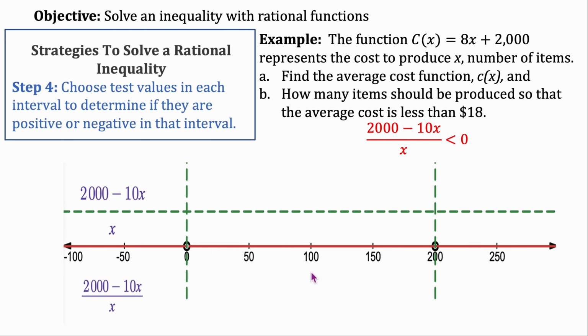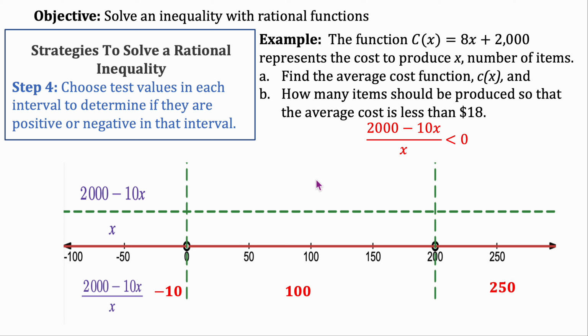So on the number line, we need some test values in the regions we see here. Now, we're never going to have the cost of something, or the number of items produced, be in the negatives. So we will talk about that in a second. But this, I have 100 in that interval. Here I have 250 in that interval. So those are at least some numbers in the interval.